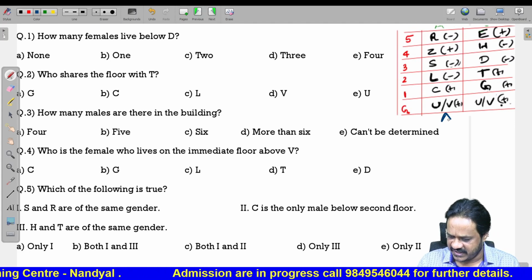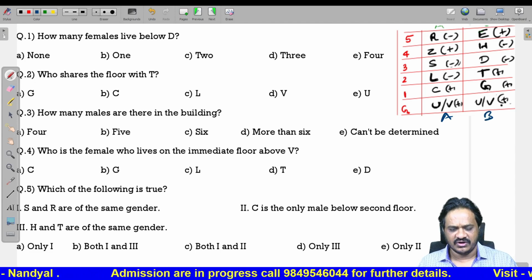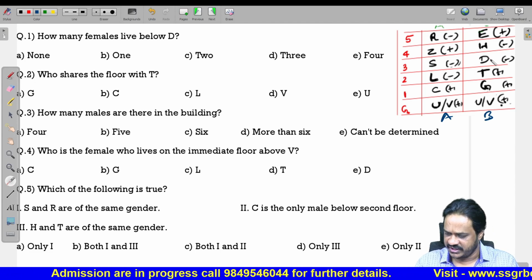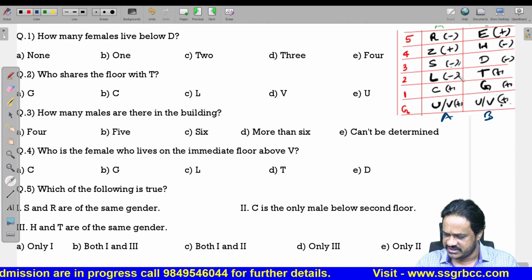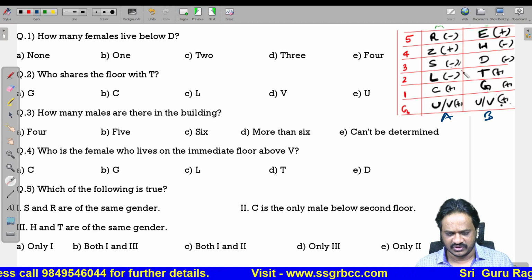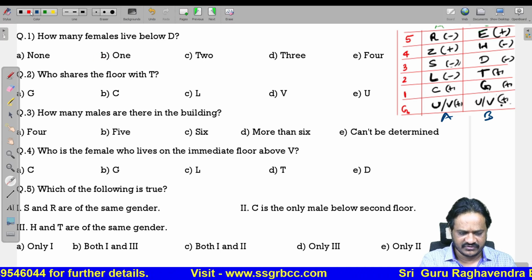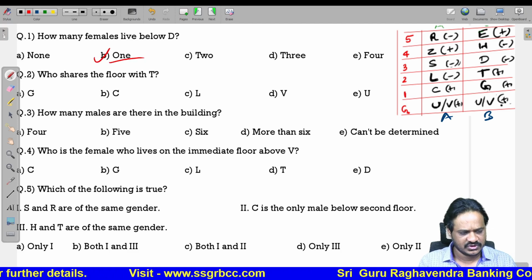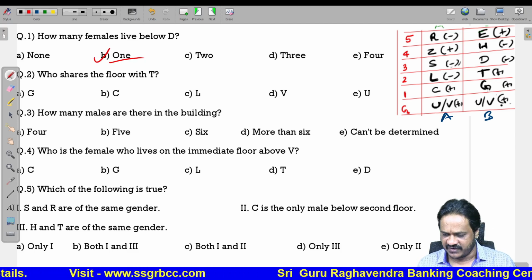This is flat A, this is flat B. Now, how many females are there below D? Below D, how many females are there? Only 1 female we are having. So, the option is 2.